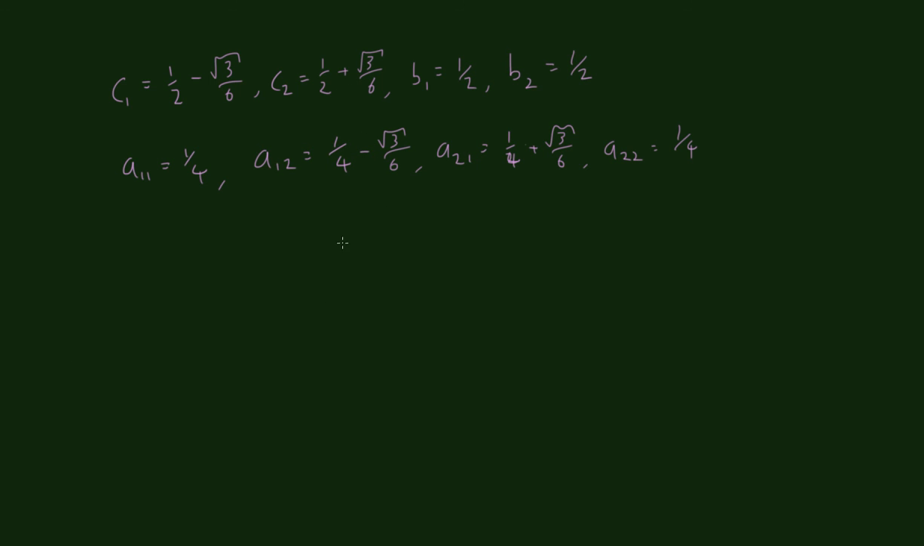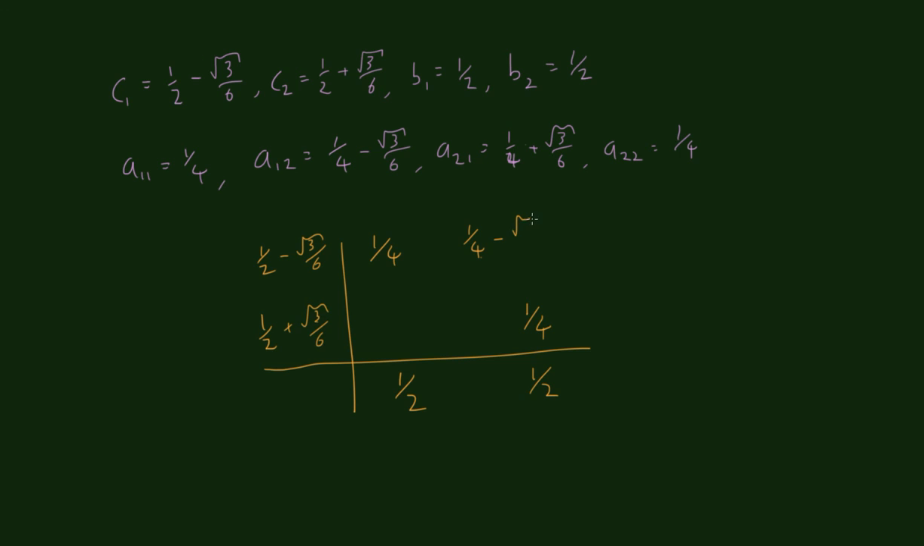So if we were to actually draw out our butcher tableau, we've got B1 and B2 is 1/2, 1/2. C1 is 1/2 minus root 3 over 6, and 1/2 plus root 3 over 6. A11 and A22 were both 1/4. A12 was 1/4 minus root 3 over 6, and A21 is 1/4 plus root 3 over 6. Okay, so that's our fourth order Gauss Legendre method.